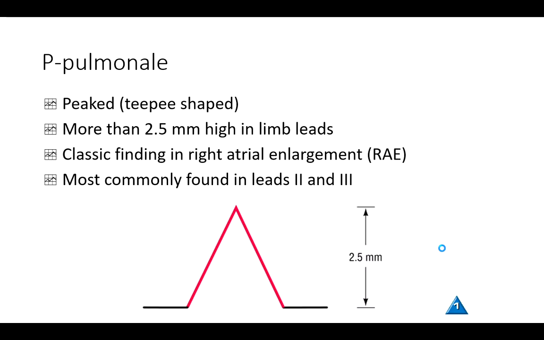Now let me give you this other one. This is another example here, P pulmonale. P pulmonale is a peaked, tented P wave. Typically it's taller than 2.5 millimeters high in a limb lead. Most commonly we'd look at limb leads 2 and 3. Classic finding here for severe right atrial enlargement. So when we have a peaked P wave less than 2.5 millimeters high, that may not necessarily be associated with atrial enlargement.